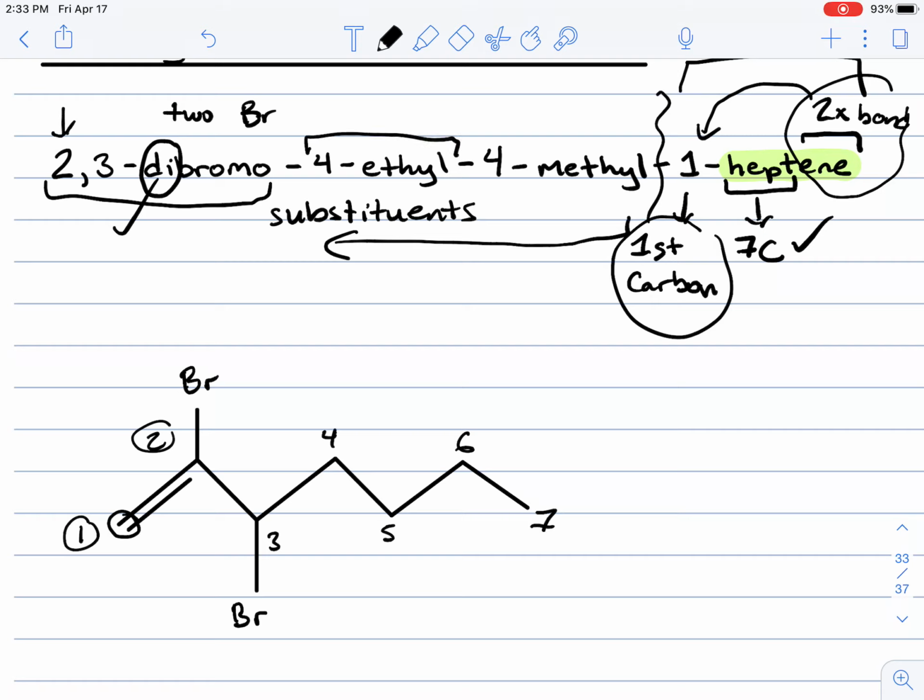Next, on the 4th position, I have an ethyl. I'm going to erase this 4 because it's kind of in the way, and I'm going to draw a bond that links it to the first carbon of ethyl. Since eth means 2 carbons, I need to draw another carbon. I'm representing those 2 carbons as the corners or the endpoints of a line.